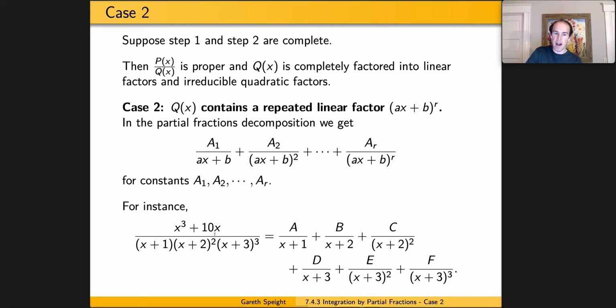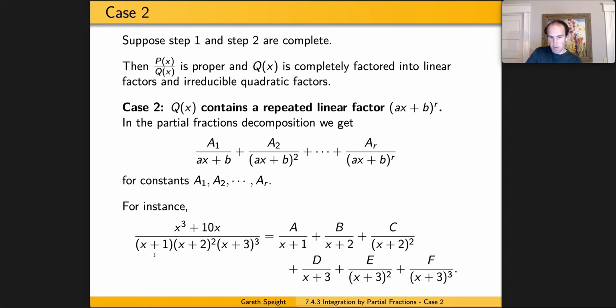So for instance, if we had x cubed plus 10x over x plus 1 times x plus 2 squared times x plus 3 cubed. Okay, this fits nicely into case 1 and case 2. It's proper already. The degree of the bottom is 1 plus 2 plus 3, so 6, which is bigger than the degree of the top, which is 3. So it's proper. The bottom is fully factorized because there are only linear terms.